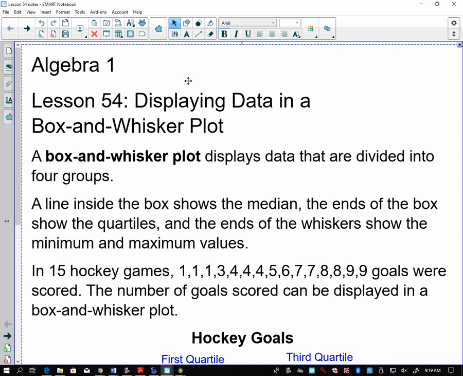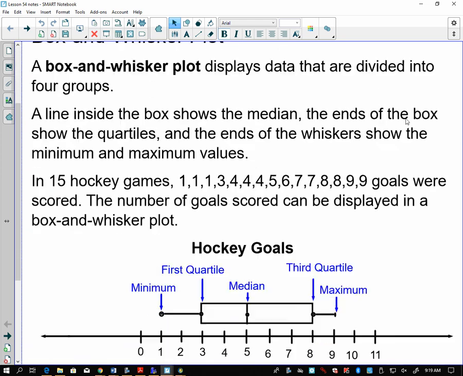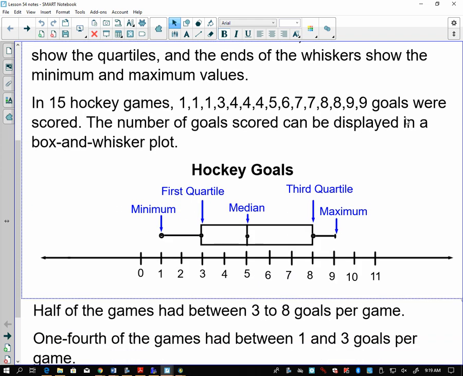That's probably an outlier. All right, so we have goals of 1, 1, 1, 3, and these are ordered from least to greatest: 1, 1, 1, 3, 4, 4, 4, 5, 6, 7, 7, 8, 8, 9, 9. The number of goals scored can be displayed in a box and whisker plot, and it would probably look like this, right? We see our minimum is 1, and a median. We've taken everything up and found 5 to be the middle number. We got our third quartile, and of course 9 is our maximum.